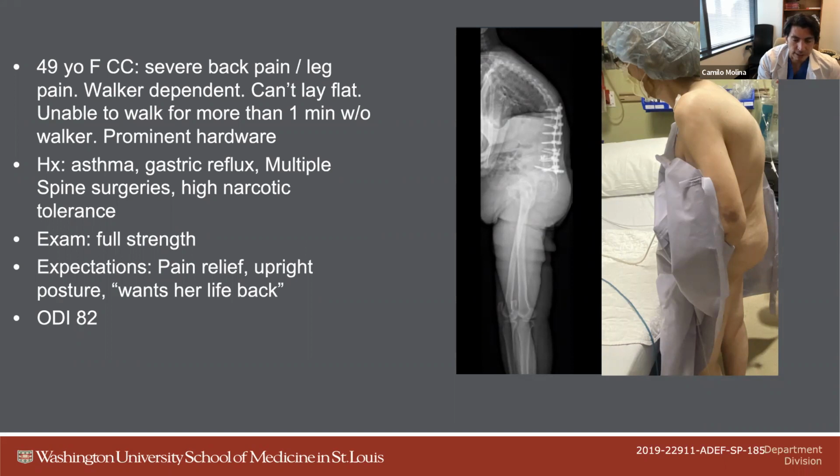Despite the fact that on the CT scan, it looks like there's bridging bone everywhere, she has a functional pseudoarthrosis at some point somewhere in her instrumentation, because she's breaking down completely. She's walker dependent. She's developed such severe proximal junctional kyphosis that she's unable to lay flat. She really has to lay on her side or sleeps in a recliner. She's unable to walk for 1 minute without a walker, and she feels that her hardware is popping out of her skin.